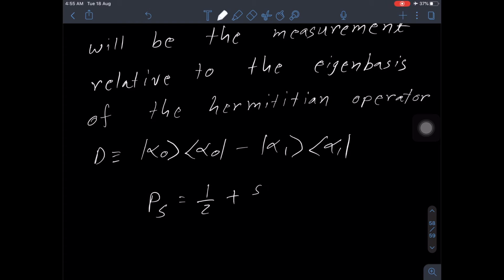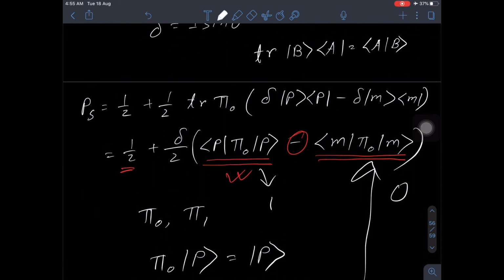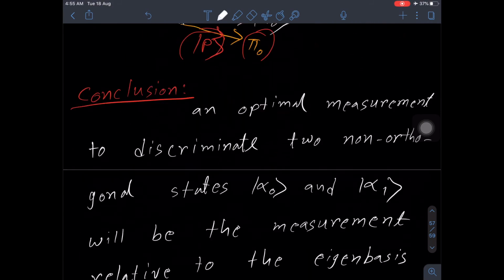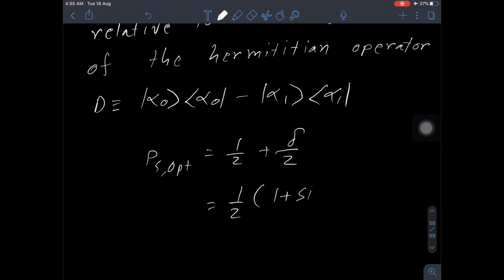Okay, let me not write sine theta now. If you check that I want the first term to go to 1 and the second term to go to 0, then let me write it properly. PS optimum will be nothing but half plus delta by 2, and this is nothing but half times 1 plus sine theta.